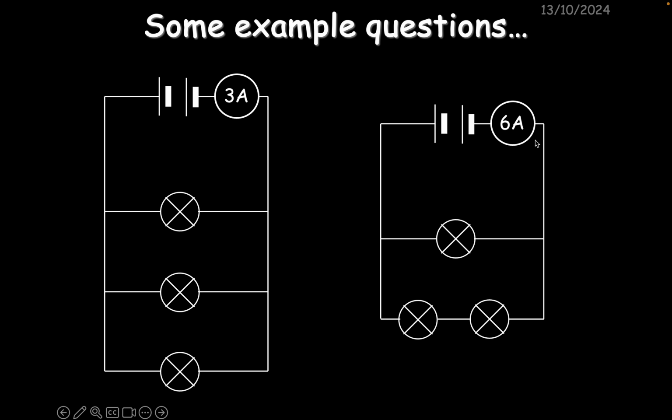So in parallel circuits, these 2 bulbs will share the battery voltage, whereas this one will get all of it. So this one will actually glow more brightly, and that's because it gets a bigger share of the current. This one will get 4 amps, and this one will get 2 amps.